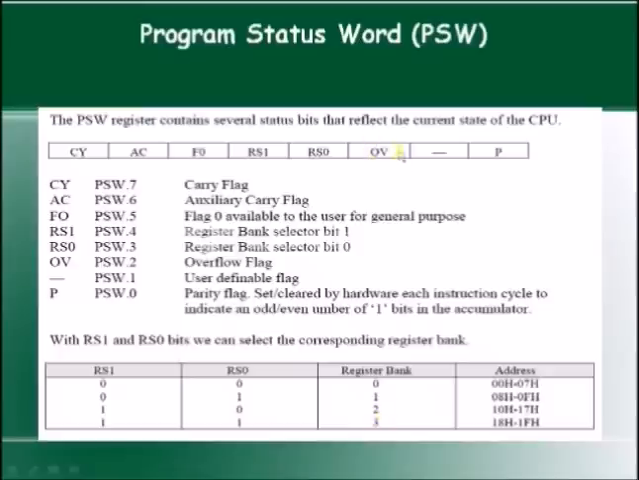And then we have an overflow flag, which is mainly used for holding the overflow bit. And then we have a parity flag. So if you are using an even parity or odd parity, then this particular bit would become either 1 or else 0. It is set or cleared by hardware each instruction cycle to indicate an odd or even number of ones in the accumulator. So here it is the value which is stored in the accumulator. Now this particular flag would be representing the parity status of the accumulator.